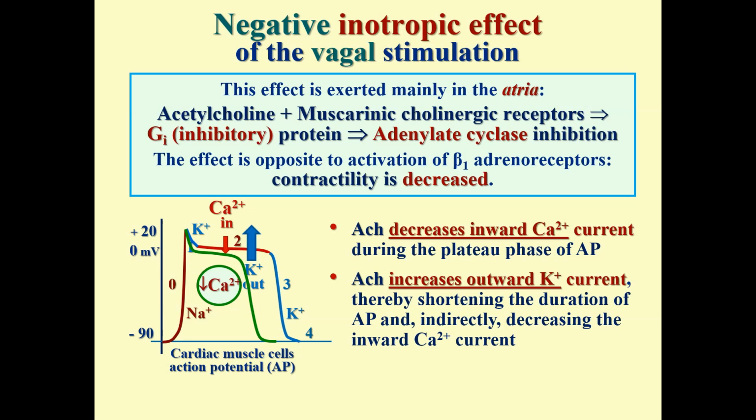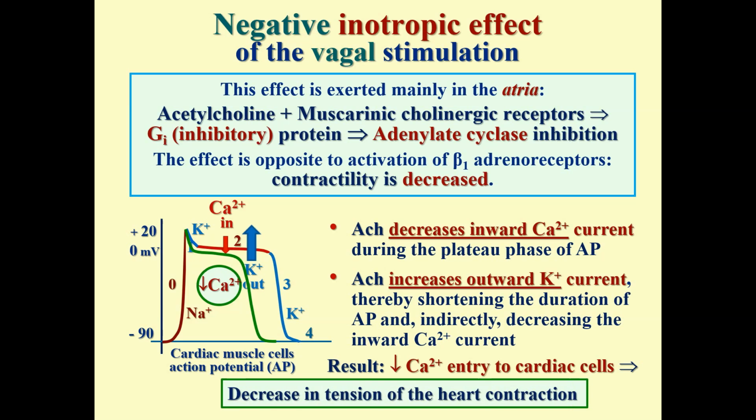And the amount of calcium that enters during the plateau phase is less, and exactly this calcium contributes to high force of contraction. And now with less calcium, the force of contraction is less, and the potential becomes shorter, really. So this is the influence of the vagus on the heart. And it doesn't matter that ventricles do not have vagus effects. Finally, ventricles also become contracted with less frequency and with less force. So, a decrease in tension of the heart contraction.